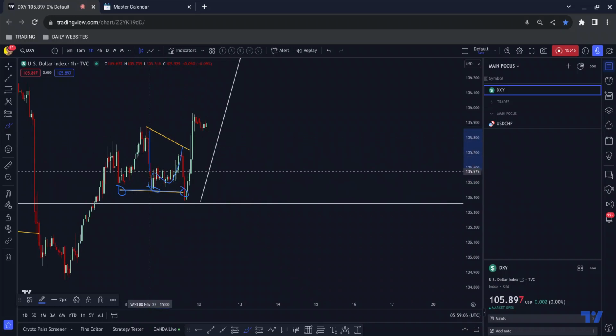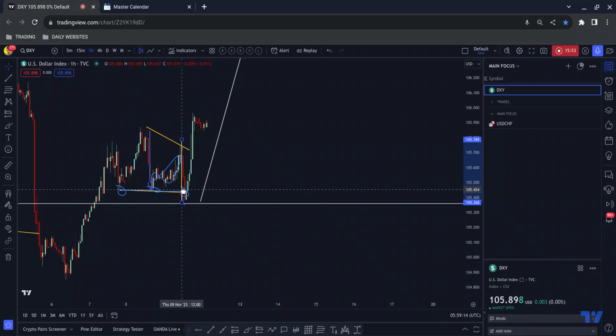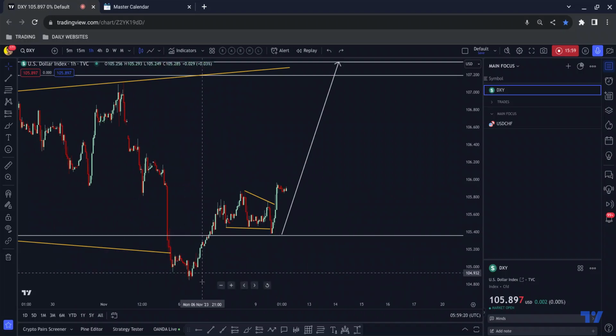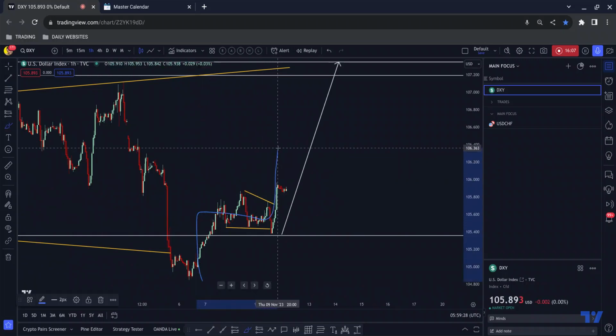Okay, and a 1, 2, 3 leading down to that area where the impulses are of a similar length. Okay, so these things that we look for repeat themselves statistically. So now this looks like an impulse. Whoops, wrong tool. An impulse correction continuation to push higher.